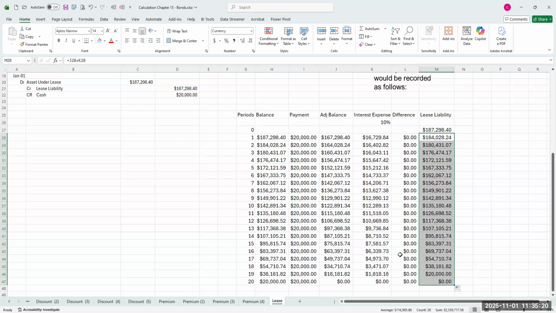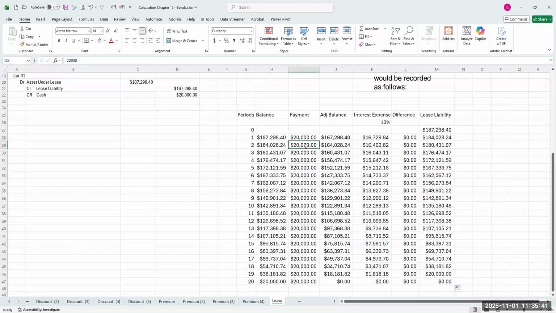Sorry for this confusion. So basically, how it works. Lease liability balance in the beginning is that much. Once we make the first payment, adjusted balance becomes the outstanding minus 20,000. Then we have the interest expense at the end of the year, which is increasing our lease liability.